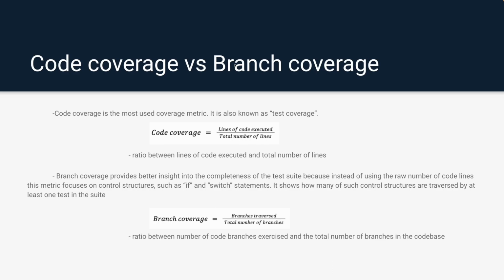And the other category is the branch coverage, which will provide better insight into the completeness of the test suite, because instead of just using the raw number of code lines, this will focus on the control structures of the branches that a code can traverse. So basically it is the ratio between the number of code branches exercised and the total number of branches in the code base.